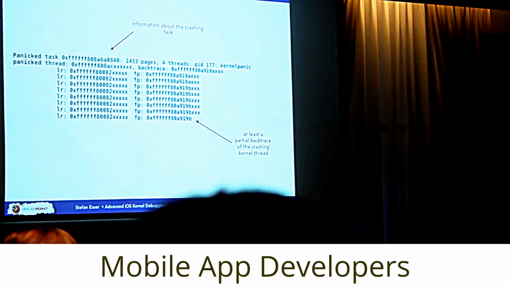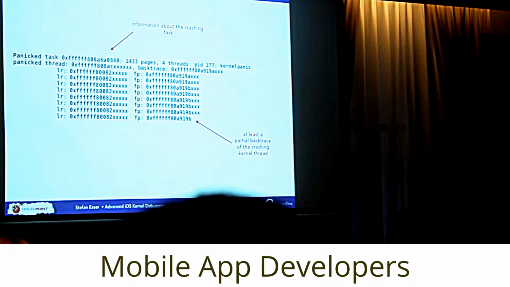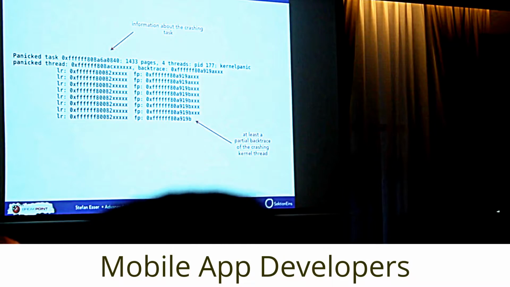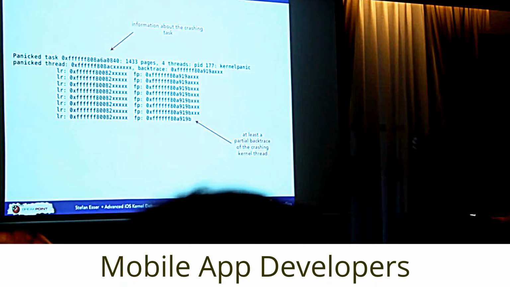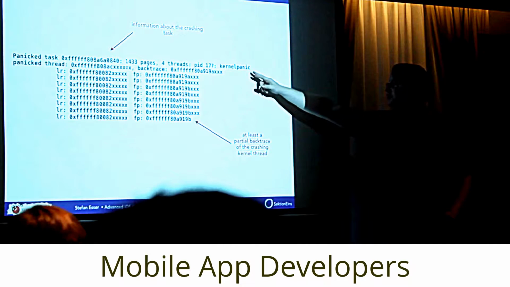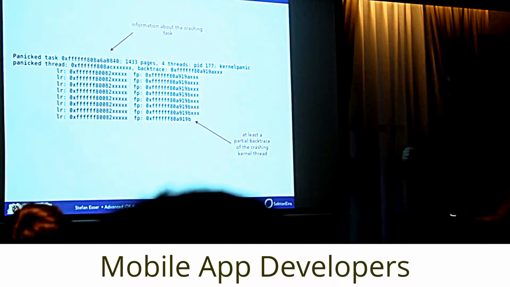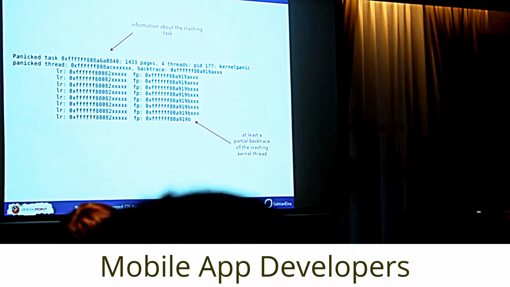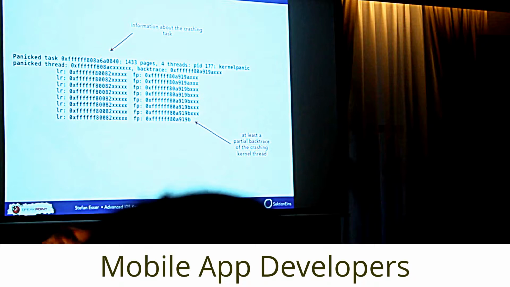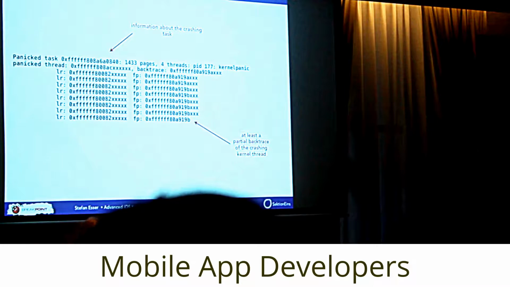So then, quite often you see the panicked task information here. So in this case, my iOS application was called Kernel Panic. And I started it just like, so it's like a kernel panic that you can trigger from within the sandbox. So it's a very nice bug.